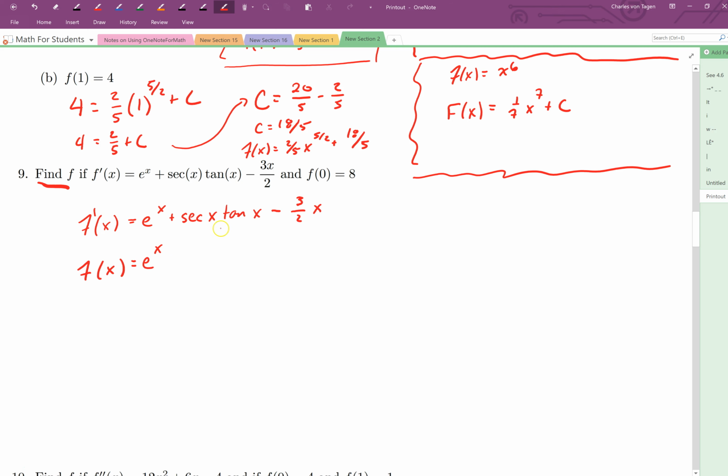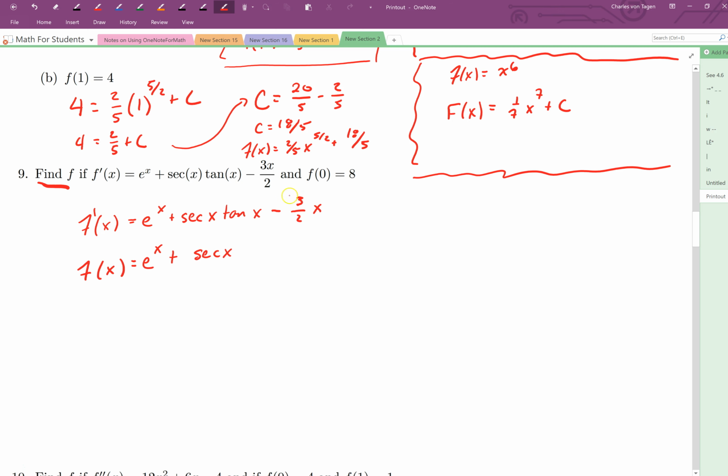This one's a little bit more interesting. What function, when I took its derivative, gave me secant x tan x? So again, we're going backwards here. What function, when I took its derivative, gave me secant x tan x? Well, the answer is secant x.